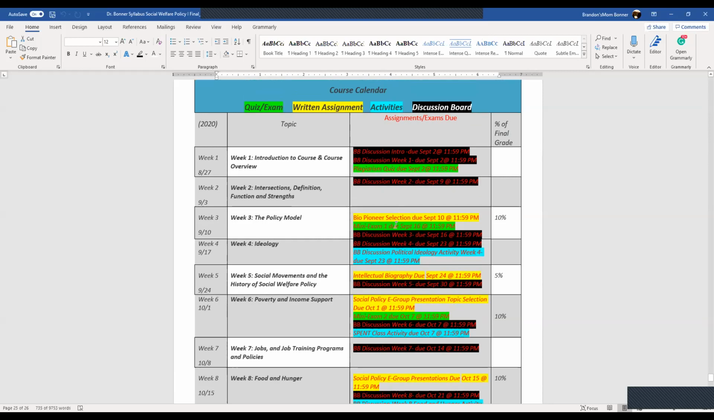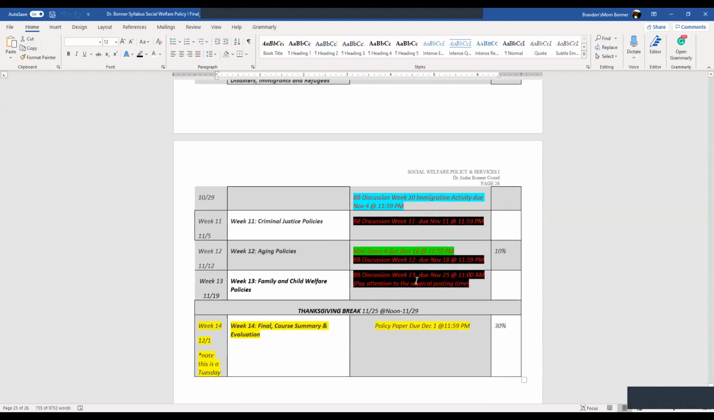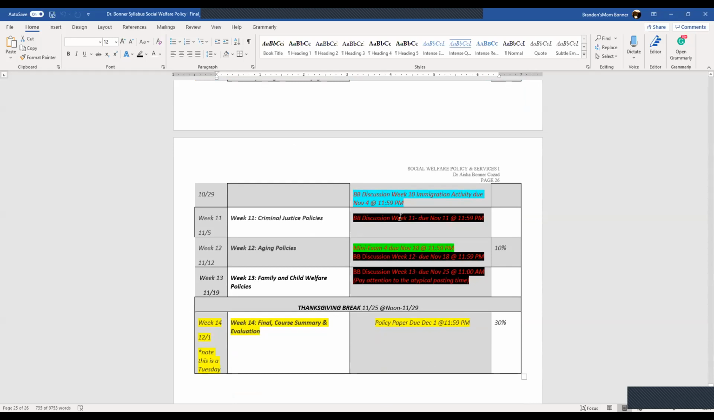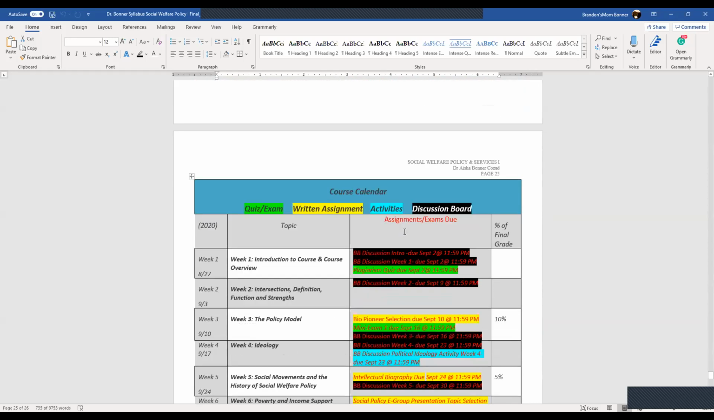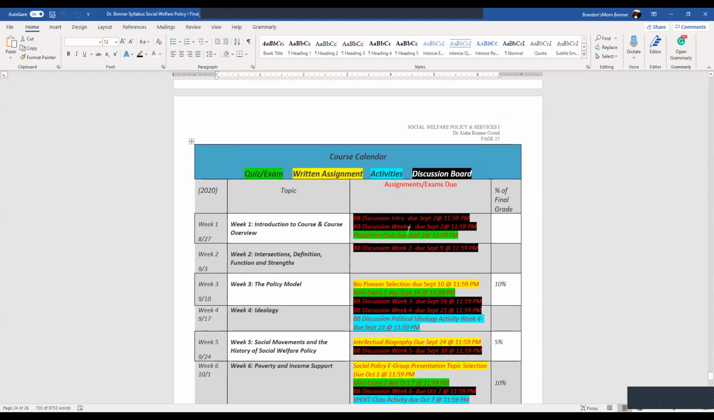The yellow highlights are written assignments, like your papers, the group policy paper, and presentation, etc. And then the blue is going to be activities. As I told you, there are 4 throughout the semester. So this is also on the Blackboard site as well. So again, please don't murder any trees to print this out.